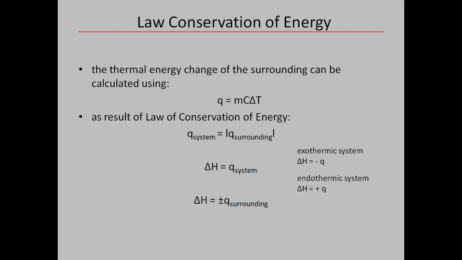The way we determine what our system is, we can look at the information given about our system, or we can, more importantly, look at how my surrounding changes. If my surrounding has gained energy, then that means my system has given it off, and my system's exothermic. If my surrounding loses energy, that means that my system has gained it, and that means that it's an endothermic system.